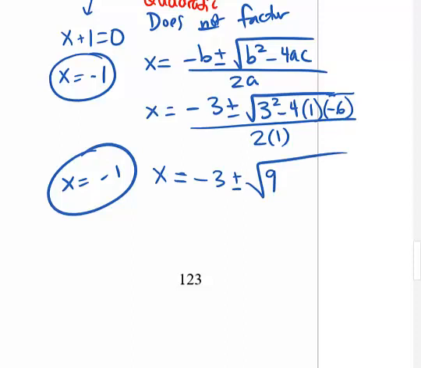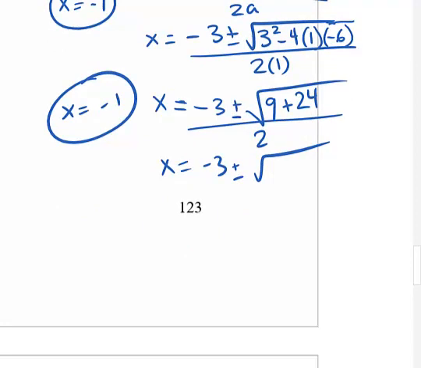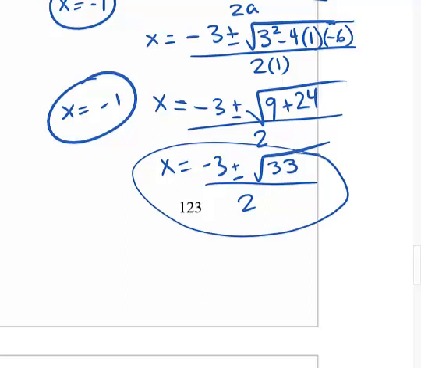3 squared is 9. Negative 4 times 1 times negative 6 is positive 24, over 2. Okay, let's see. Does this simplify very much? Negative 3 plus or minus, let's see, square root of 9 plus 24 is 33. Is that right? Yeah, over 2. And I think the square root of 33 doesn't simplify, so that's as good as it gets right there. There's our three solutions.